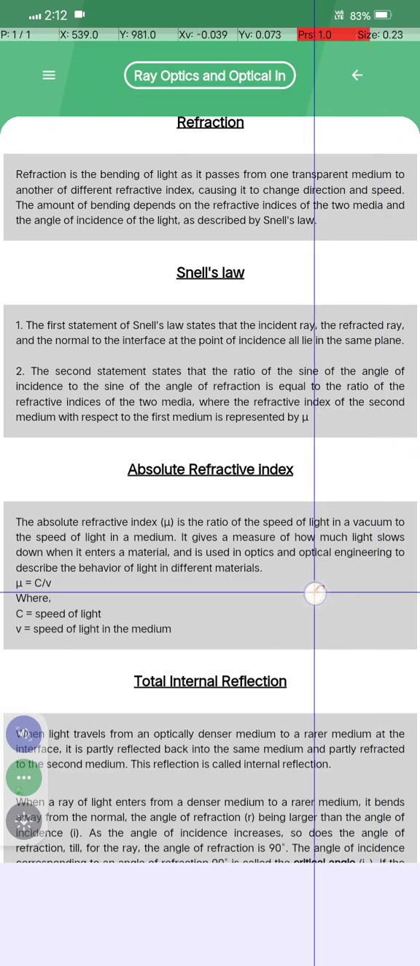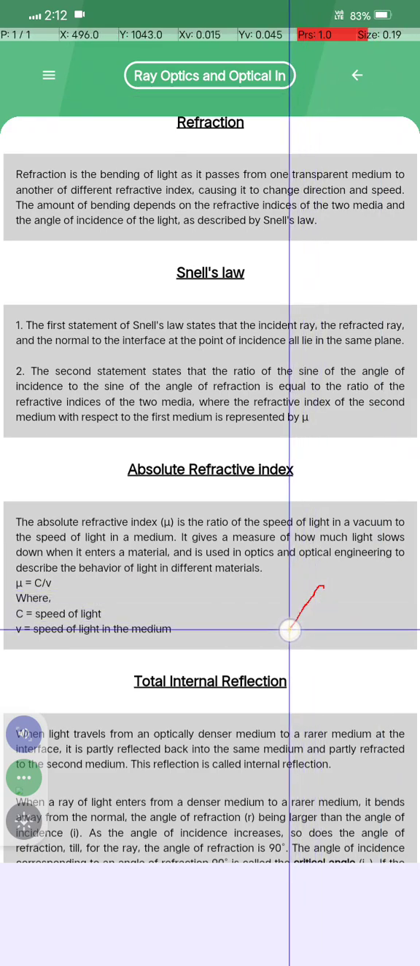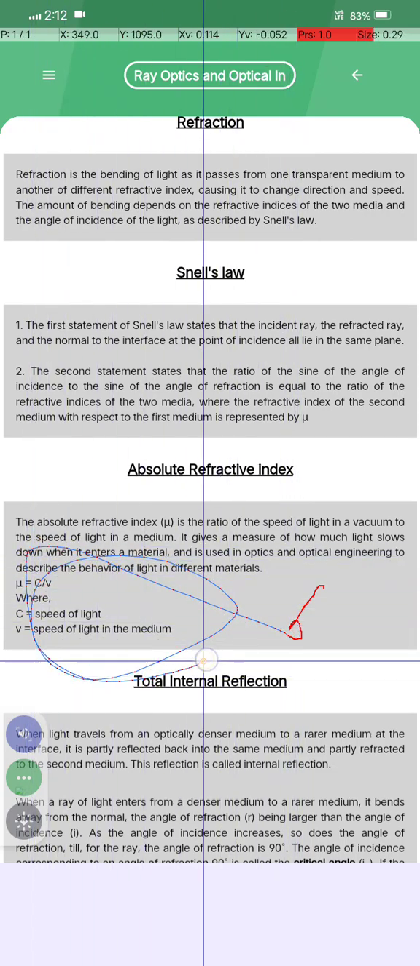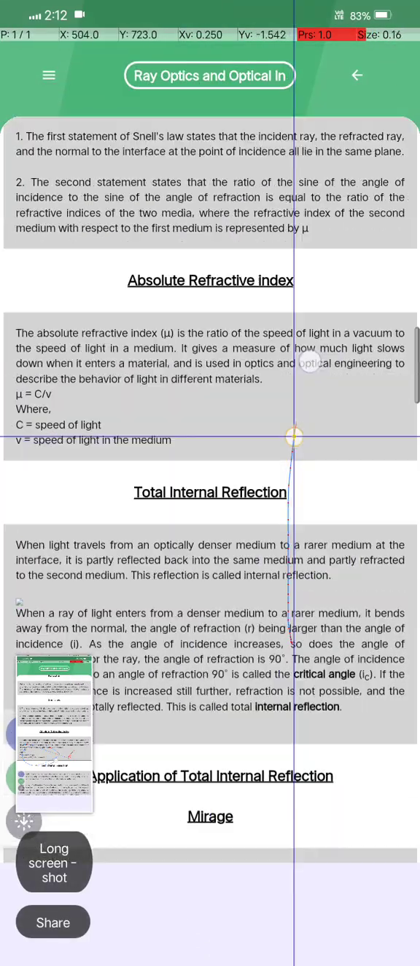Okay, and mu is equal to c by v, where c is the speed of light and v is the velocity of light in the medium. Okay, remember this formula too. mu is equal to c by v.